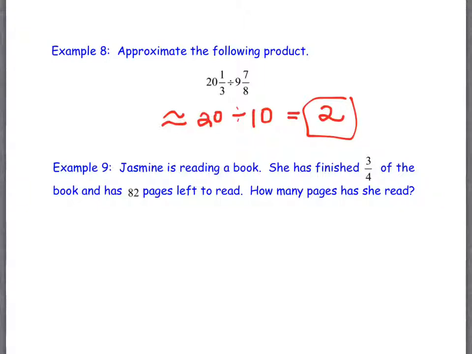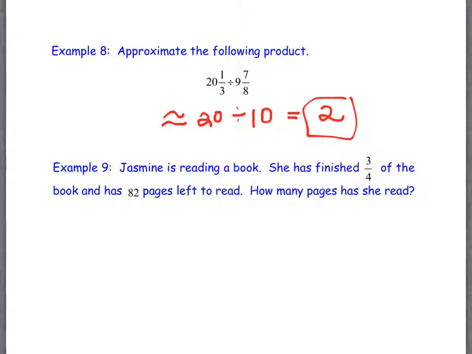All right, example number 9. It talks about something that you would actually see happen. You wouldn't see it happen with fractions. You'd see it happen with percentages these days. Let me give you the context first, and then I'll tell you what I mean. Jasmine's reading a book. She's finished 3/4 of the book and has 82 pages left to read. So maybe she's approximated she's finished 3/4 because she looks at the spine and she says, it looks like I'm about 3/4 done. That could be an example.